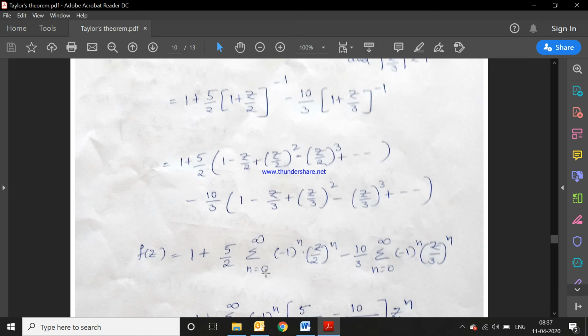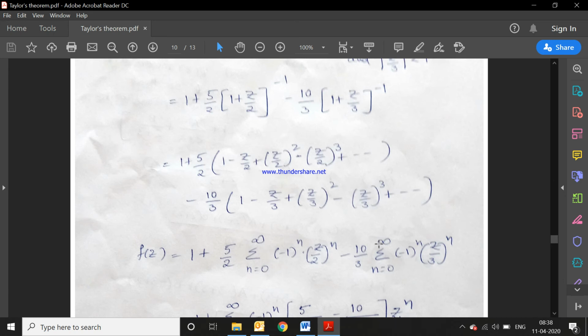For the first term, n is equal to 0, we get (-1) power 0 is 1, and (z/2) power 0 is also 1. So the first term is 1. If you substitute n is equal to 1, we get minus z by 2. For n is equal to 2, (-1) whole square is plus, (z/2) whole square. So this is the expansion for the summation with n is equal to 0 to infinity.